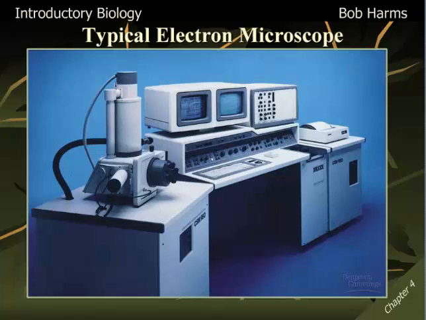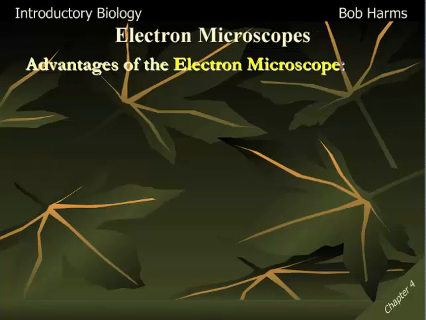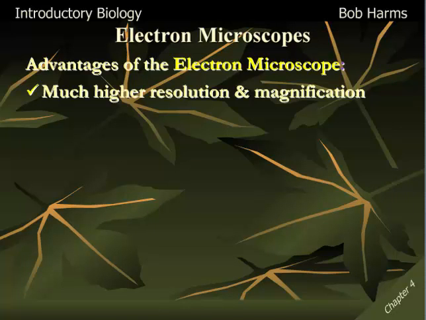And so electron microscopes are extremely expensive. They're really large. They're very hard to use. It takes a lot of training to use them, but they are going to give us the first chance to peer inside of a cell and see what a cell is made of. And that's the major advantage of the electron microscope: electron microscopes have a much higher magnification and a much higher resolution.